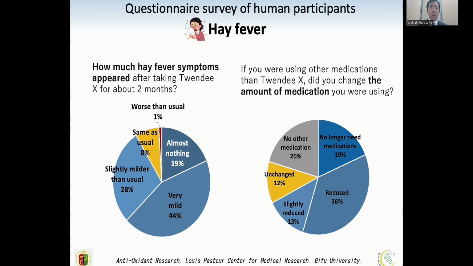Moreover, while oral medicine and nasal and eye drops are often used to treat hay fever, we asked whether the use of these medicines has changed after taking 20X. The results show that 20% of participants no longer need medication. In addition, 50% of the participants decreased the amount of medication.